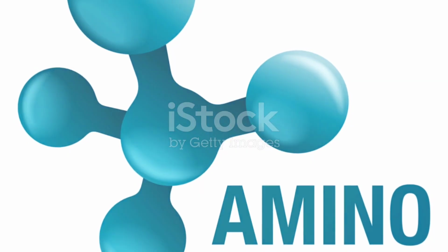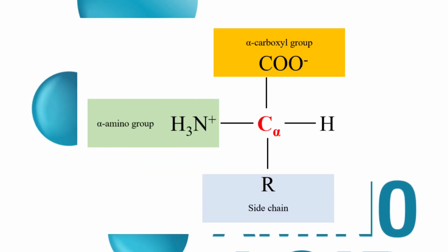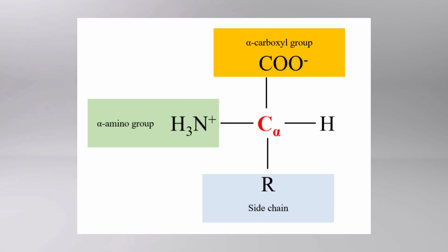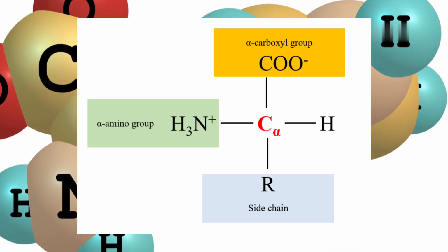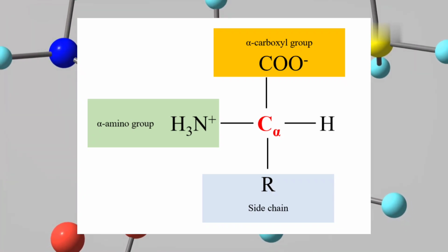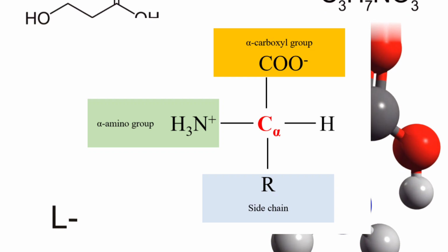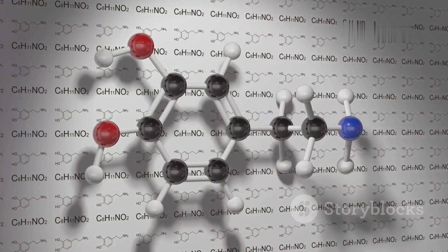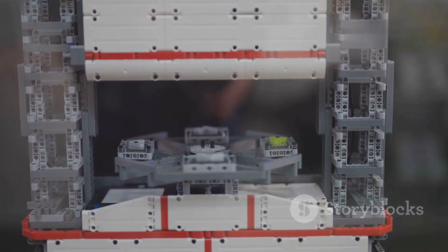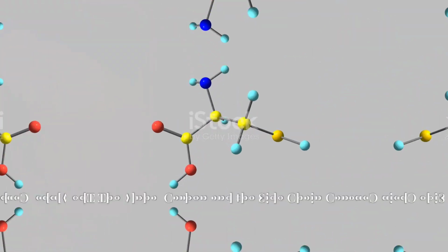First, we have an amino group, NH2, which contains nitrogen and acts as a base. Second, there's a carboxyl group, COOH, which acts as an acid. Third, a single hydrogen atom, H, is bonded to the alpha carbon. And finally, we have the mysterious fourth group attached to the alpha carbon, the side chain, represented by the letter R. This side chain is what makes each amino acid unique. It's like giving each Lego block a special attachment that changes its properties.